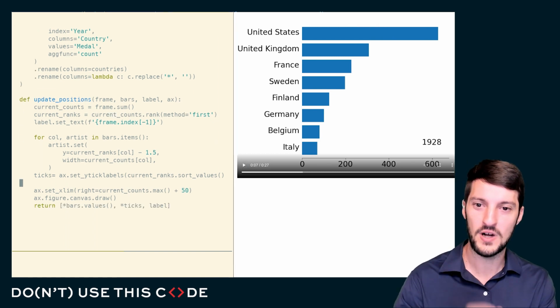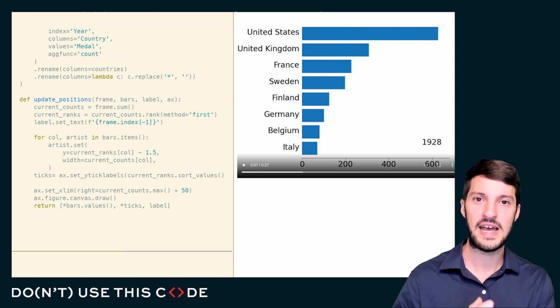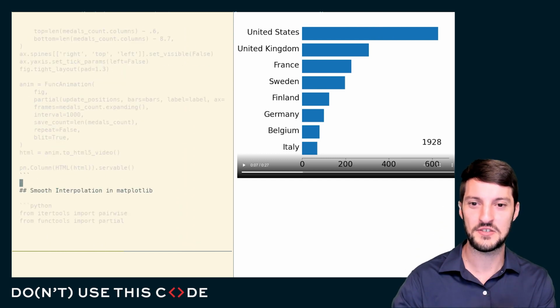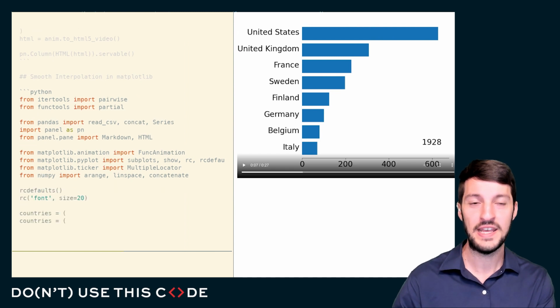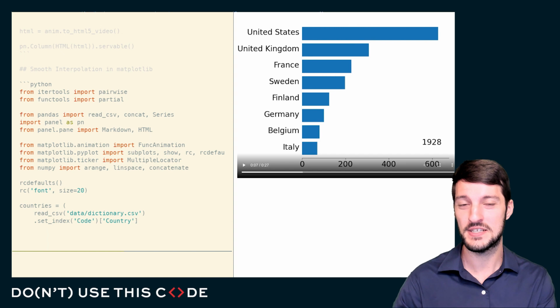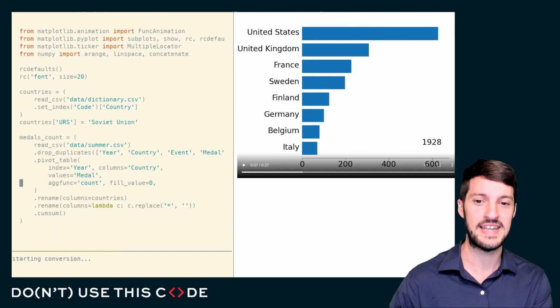And so, if we want to create an animation that's a little bit smoother in Matplotlib, we actually need to interpolate these frames on our own. And of course, this is going to require a lot of code, and it's going to require about 45 seconds to render this thing to HTML and actually serve it to my panel application. So we'll get this going now.